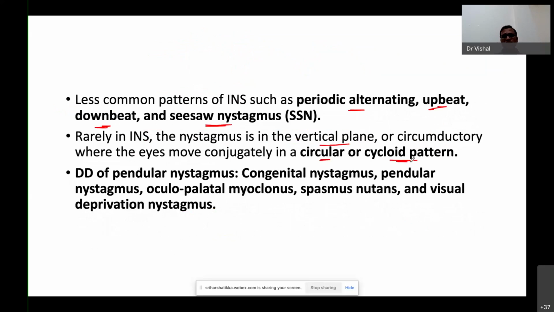So it's very important in these patients to go through the history: since what age it started, what the associated features are, whether they have oscillopsia or not. It's very important to go through the history and examination.